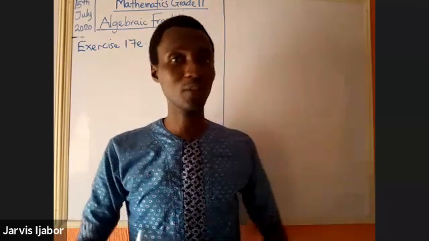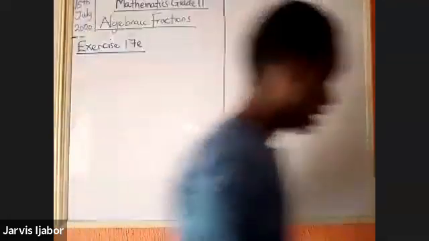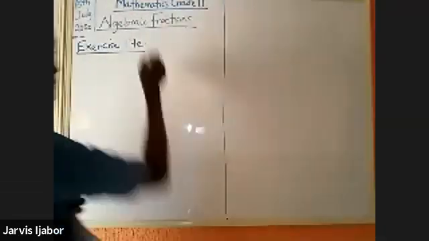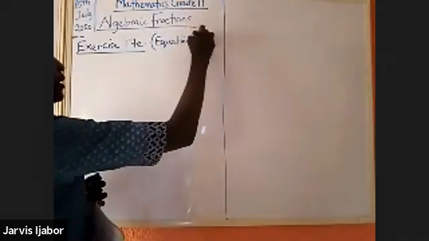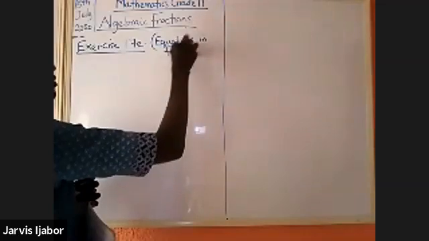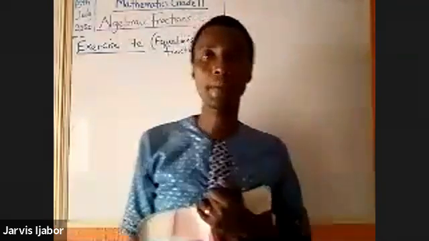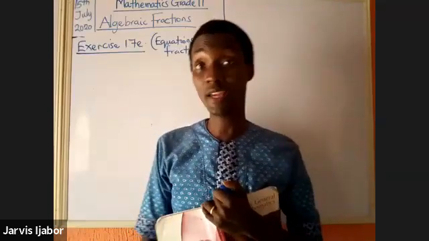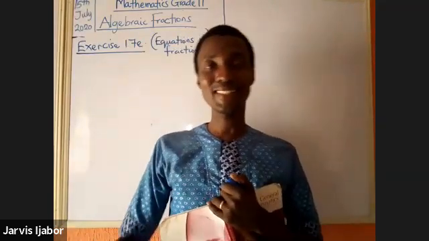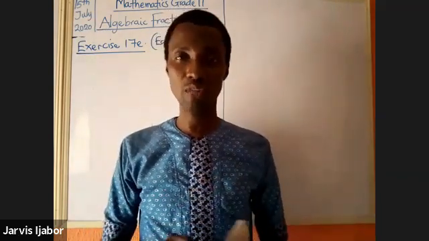For grade 11. We're still on our algebraic fractions, and we have moved to exercise 17E. The approach I'm going to take for this, the essential aspect here, is equations in fractions. Now, usually we have the algebraic fraction equation leading to sometimes a quadratic, or more often than not a quadratic equation. So how do you do that?